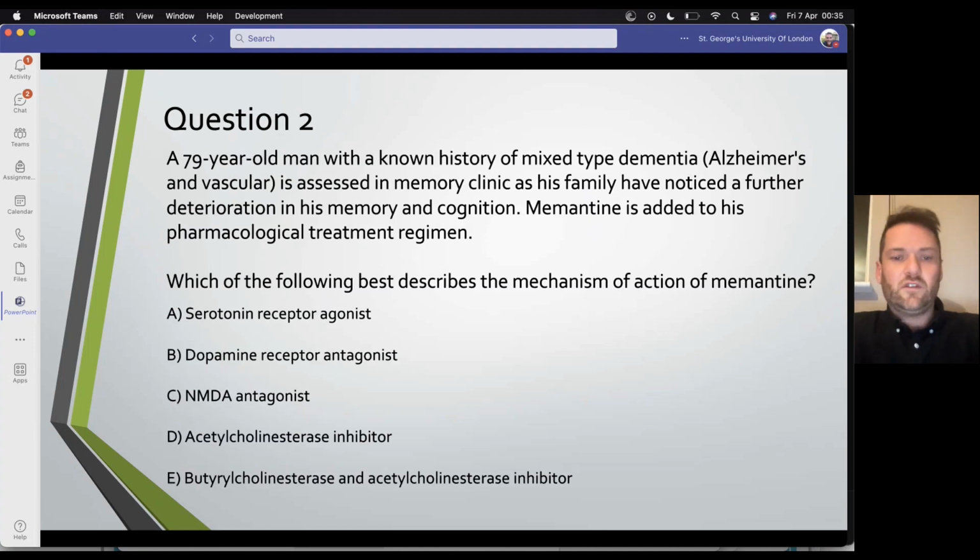Question two: a 79-year-old man with a known history of mixed type dementia, so Alzheimer's and vascular, is assessed in memory clinic as his family have noticed a further deterioration in his memory and cognition. Memantine is added to his pharmacological treatment regimen. Which of the following best describes the mechanism of action of memantine?